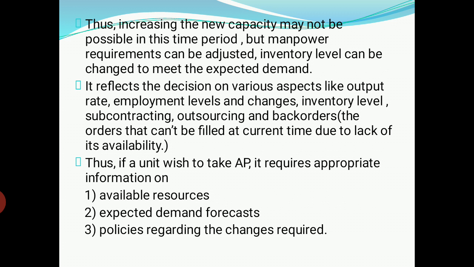Increasing the new capacity may not be possible in this time, but manpower requirement can be adjusted, and inventory level can be changed to meet the expected demand. It reflects the decision on various aspects. What is AP all about? It tells us about the various aspects and decisions related to it, like whatever the output rate may be, whatever employment we may require, and whatever changes in the inventory levels are required.